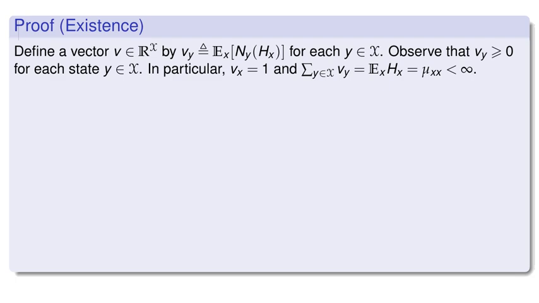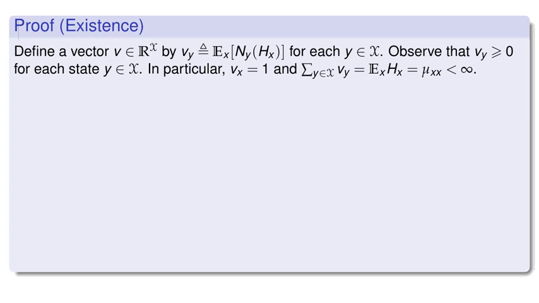Let's now focus on proving the existence part. We'll define a vector v with components in R raised to script X, where each component v sub y is defined as the expectation starting from state x, expectation sub x of N sub y of h sub x, for every state y in script X.